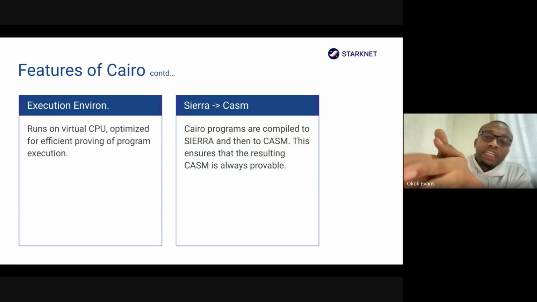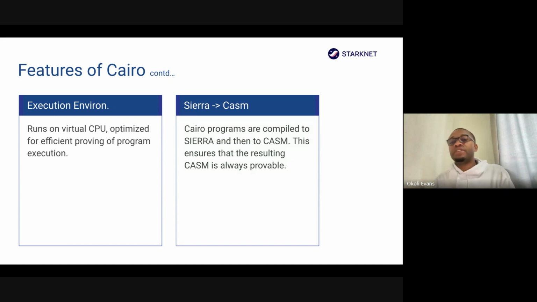So Sierra does the check and then it continues. If everything is valid, it continues to Casm. So Casm is the last bus stop. So once you have Casm, that is the one that can be sent to the prover to generate proof.